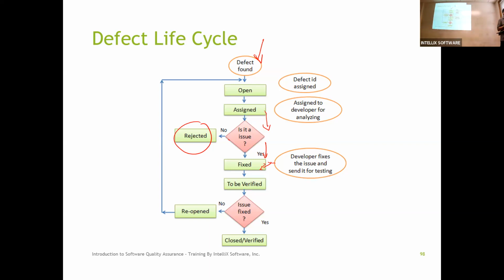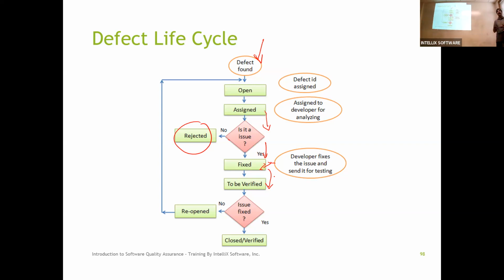And then at some point, they say, okay, now I'm going to take that fixed version of the software and give it to you to test. When they give it to you to test, they will flag that this issue is fixed and needs to be verified by the testing team. So they will change the status from fixed to verify.